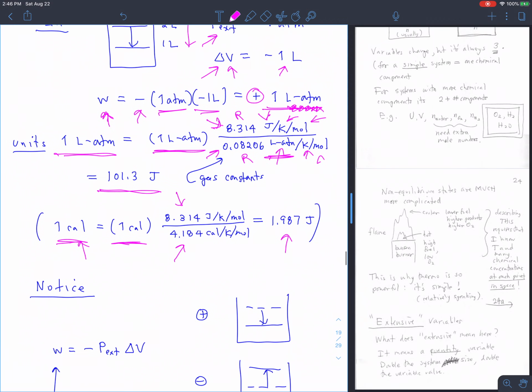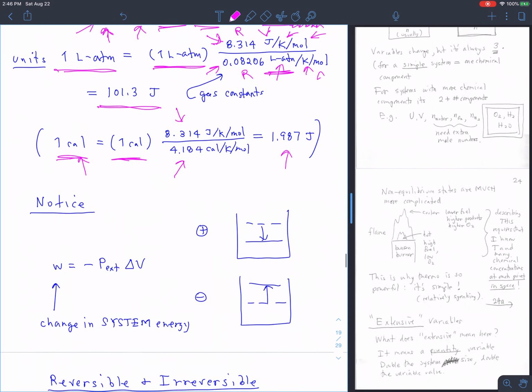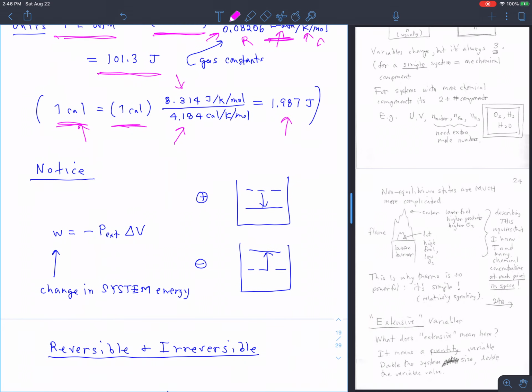Notice also the sign here. We got a positive work. In this case, we did work, right? The external pressure compressed the system. That means the system energy at the end was higher than it was at the beginning. We compressed the gas, that's stored potential energy now. So the system energy went up. And we got a plus sign.